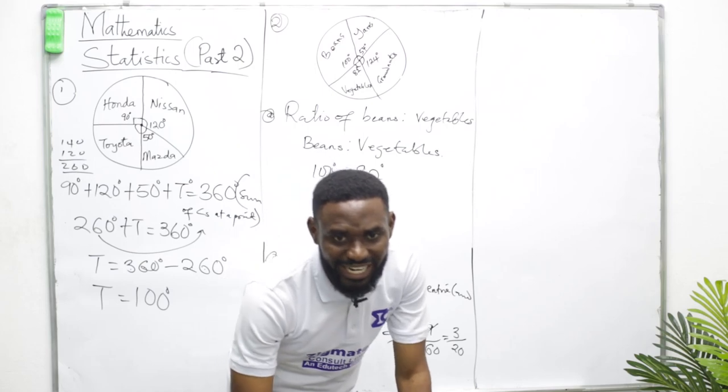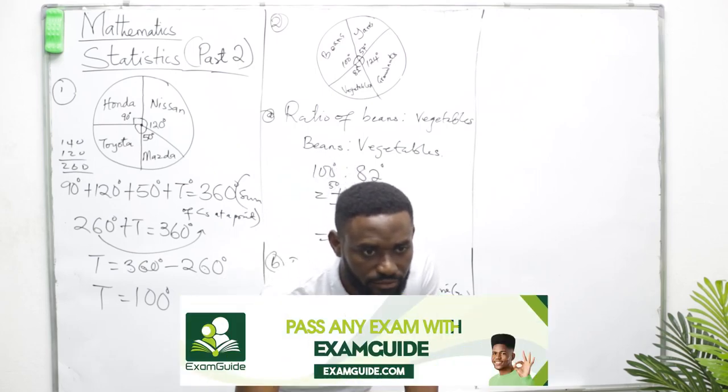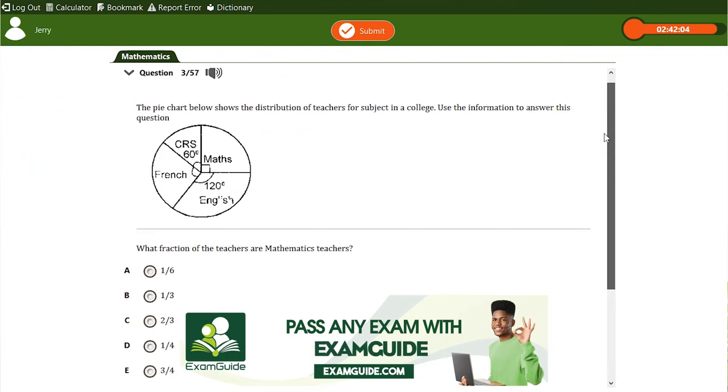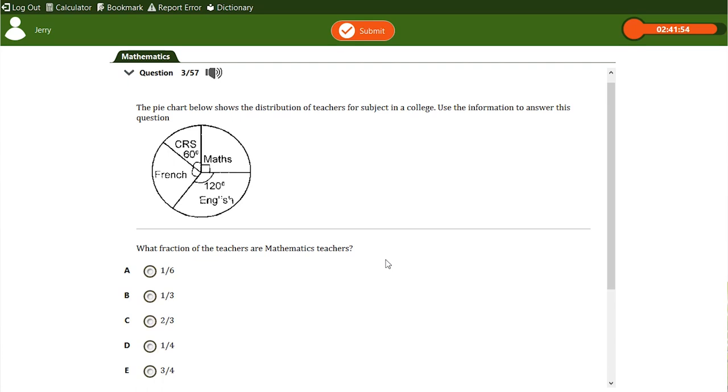Okay, so now let's look at some other thing. So this question talks about fraction. We have a pie chart and we have a statistical data given there. So they're asking us to find the fraction of a particular sector and another sector, okay? We've gotten how to get an angle here, okay? We've gotten how to get this other one. So let's see fraction number 3. So this is what fraction of the teachers. So this is information about teachers. The pie chart below shows the distribution of teachers by subject in a college, okay? Use the information to answer these questions. What is the information we have? Let's draw the information.